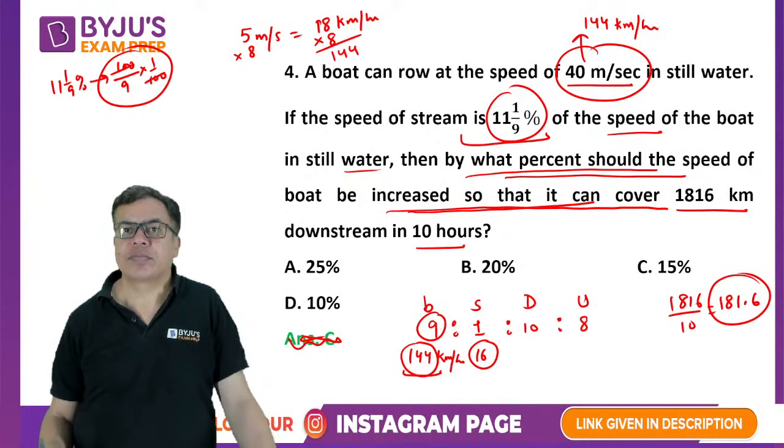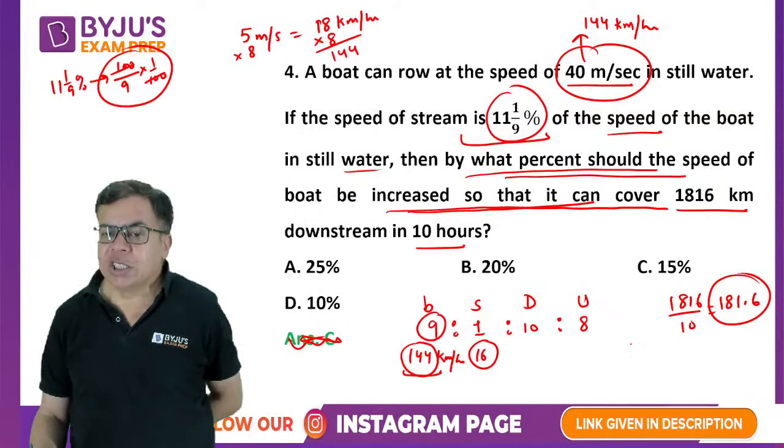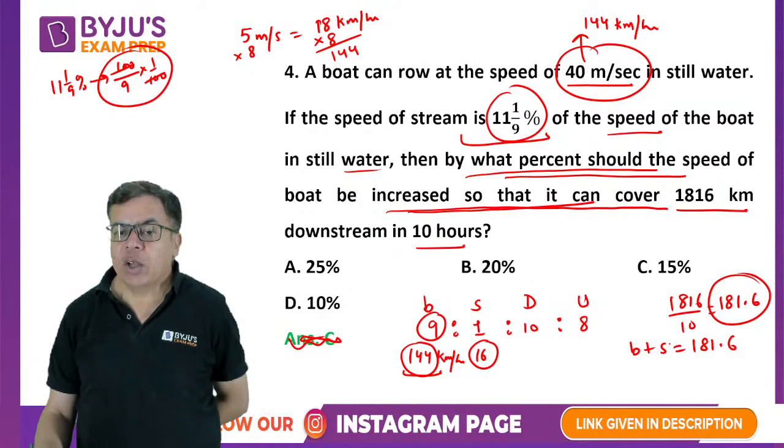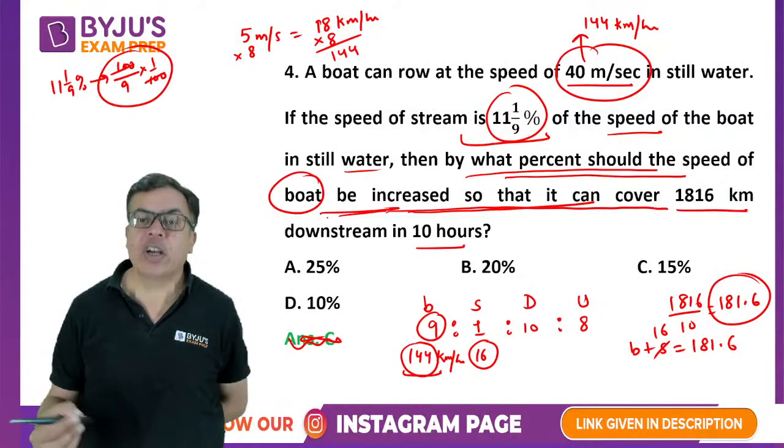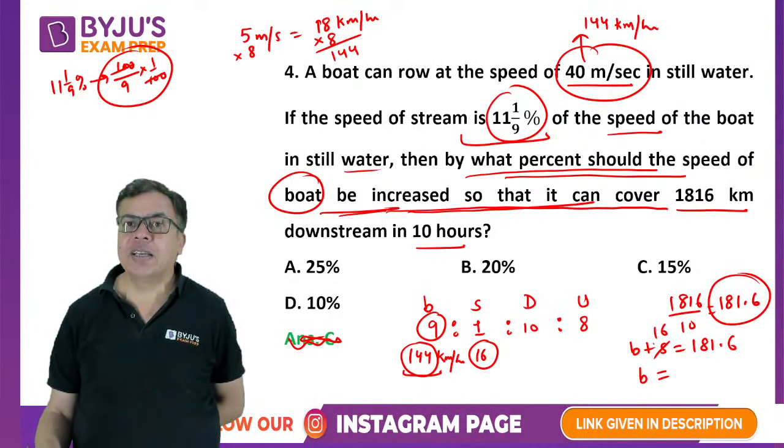Now downstream is boat plus stream. Now stream is fixed. You are not increasing the speed of the stream. You are just increasing the speed of the boat. You are not increasing the speed of the stream. That means required speed of the boat should be 181.6 minus 16. That will be 165.6.